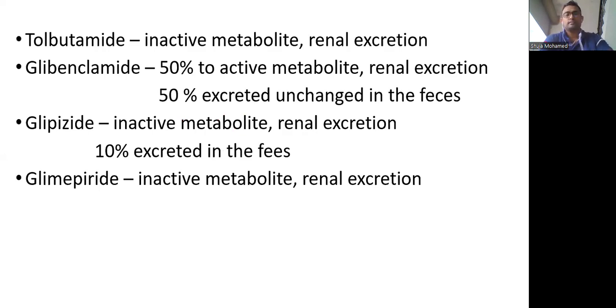So these are what I have explained. Just go through this. Okay. There are a few facts you need to remember. What are the active metabolites? What are the inactive metabolites? How are these metabolites excreted? What are the ways? Either renal. To remember.